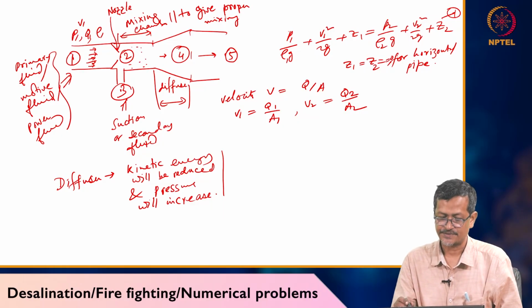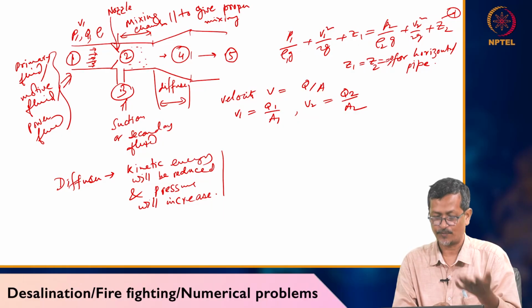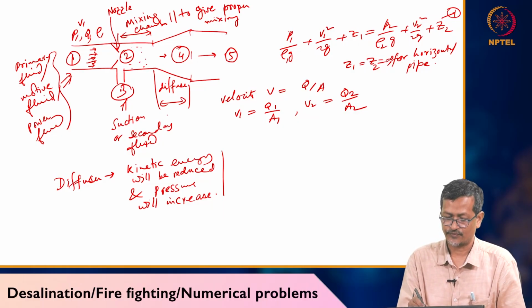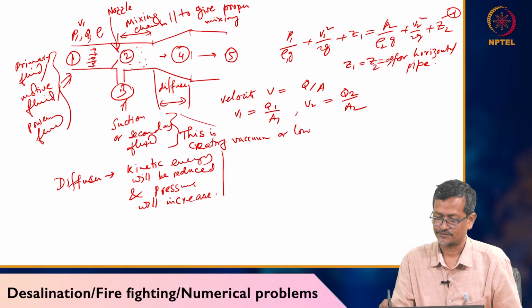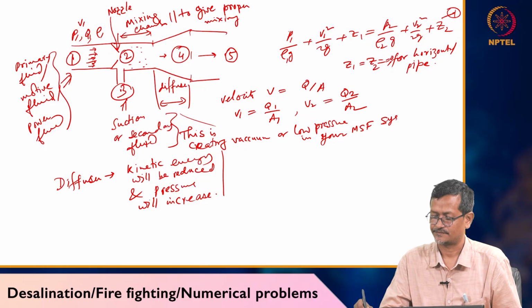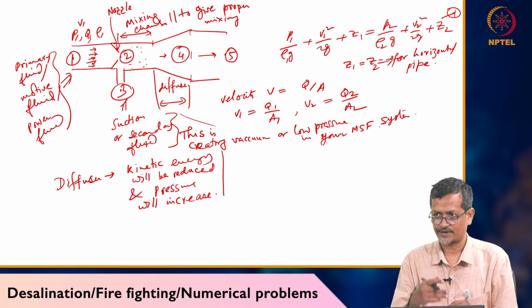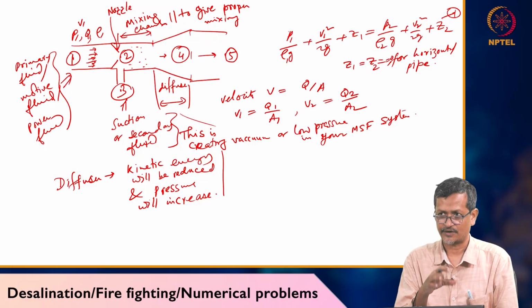Now you should remember the terms, because whenever you are talking about creating low pressure, the suction fluid is creating vacuum or low pressure in your MSF system. In the MSF system you are creating low pressure, and because of low pressure you are creating lots of steam or vapor. So that low pressure is giving you the distilled water.